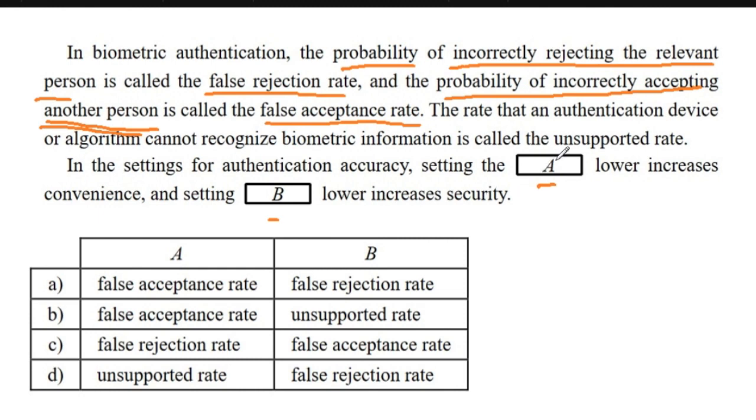Also, by the way, we do have another one here, the unsupported rate. If the device cannot recognize your biometric information, then that's the unsupported rate. But I think this one is beyond the blanks A and B. So we only need to focus on the probabilities of incorrectly doing something, which would be the one for convenience.